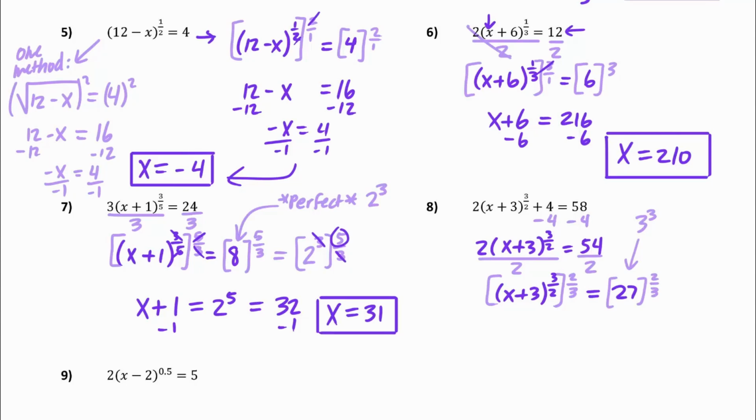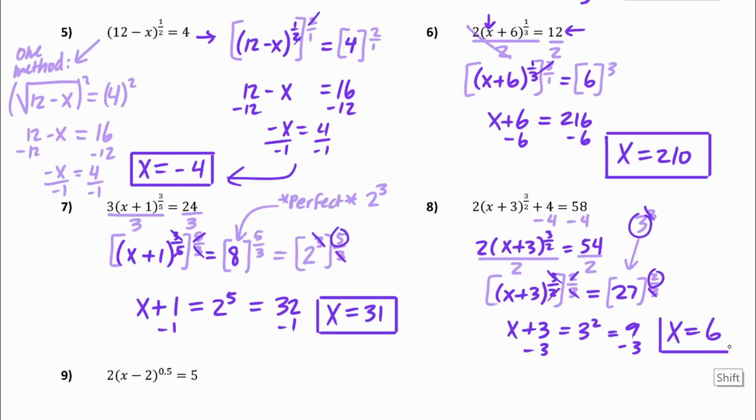And what do you know? The 3 from the 3 cubed and the 2 thirds, those will simplify down to be 1. And then same thing over here on the left, the 2's and the 3's cancel down. So x plus 3 is remaining, and then we have 3, the base, raised to the 2nd power, 3 squared, which is 9. Go ahead and subtract that 3 from it. X is equal to 6.